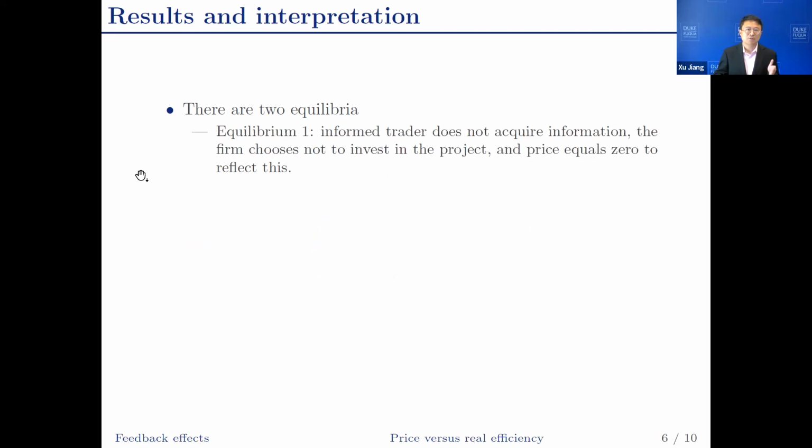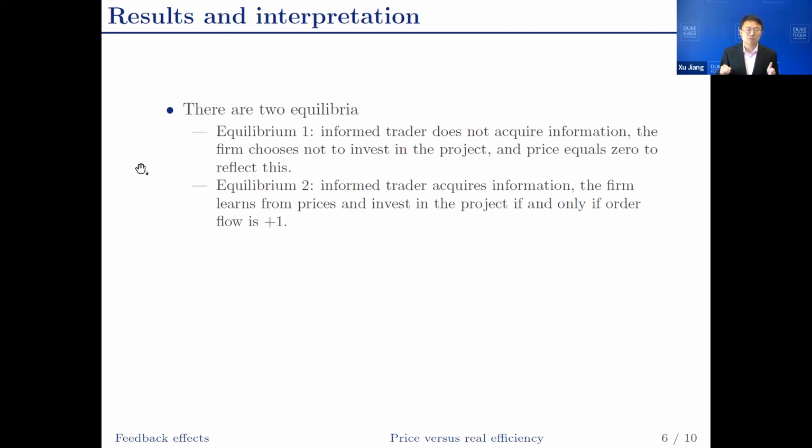There are 2 equilibria. In the first equilibrium, the informed trader does not acquire information. The firm is not going to invest in the project, and so the price equals 0. In the second equilibrium, the informed trader acquires information, the firm learns from prices, and the firm is going to invest in the project when the order flow is +1.